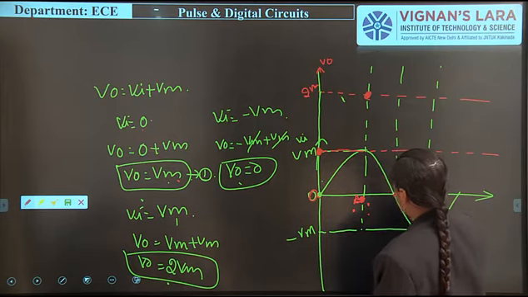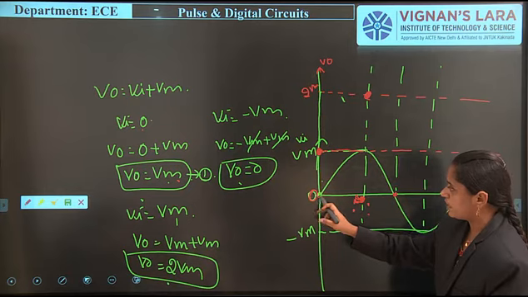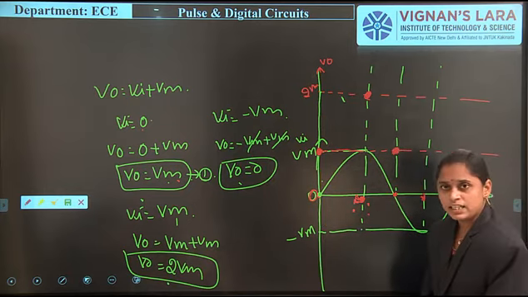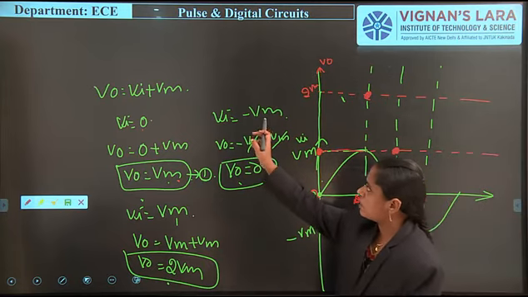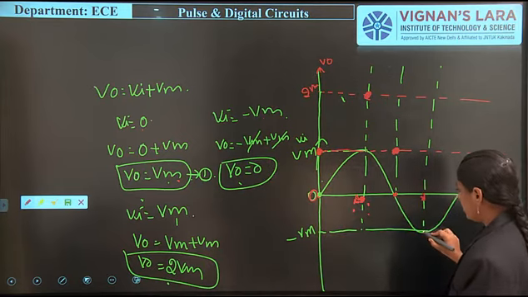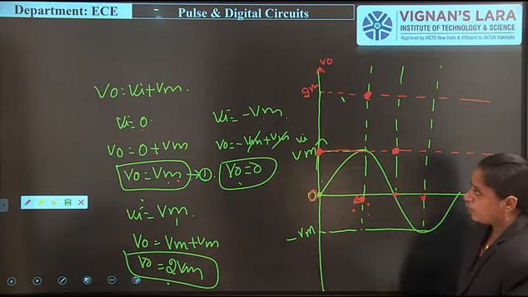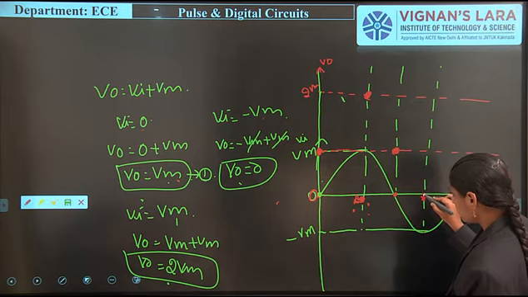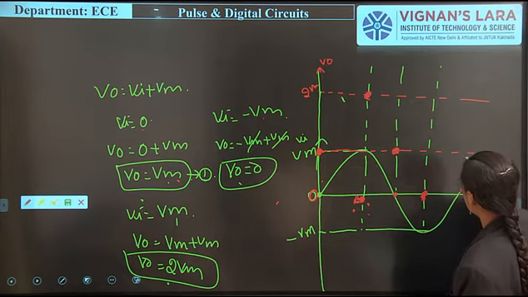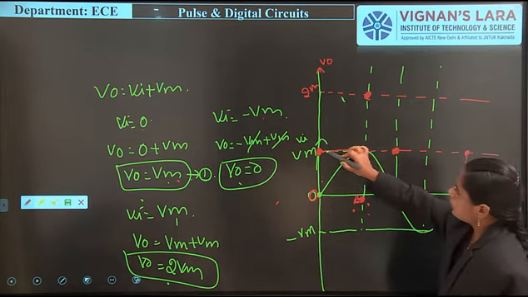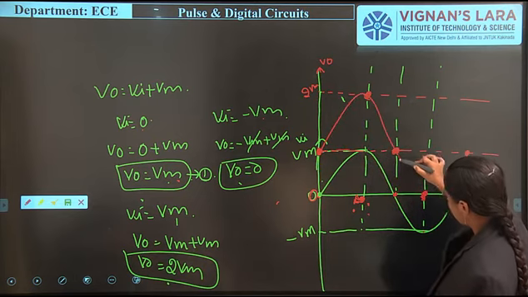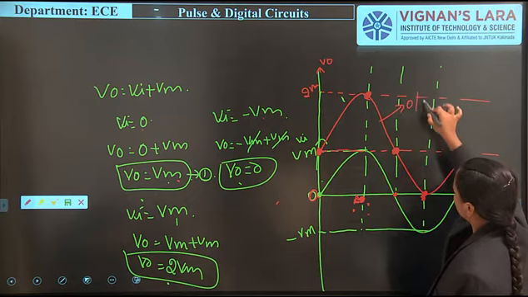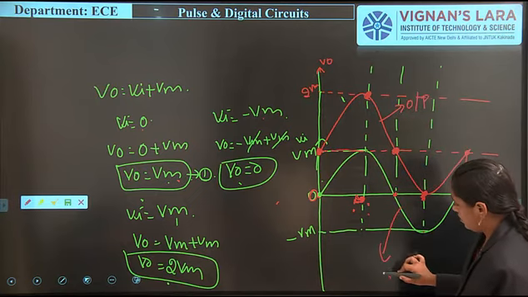Next, in this condition, what is the input? Vi is equal to 0. Obviously the output is Vm. The next condition is Vi is equal to minus Vm. What is the output? That is V0 is equal to 0. So that is simply this one. And the last condition is here. Simply the output waveform will be like this. So this is the output waveform and this one is the input.